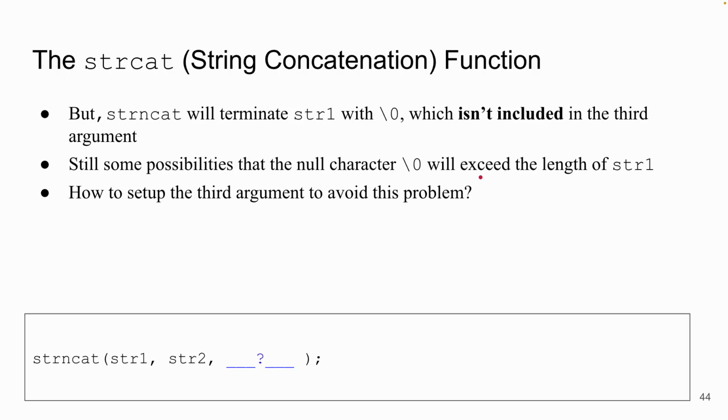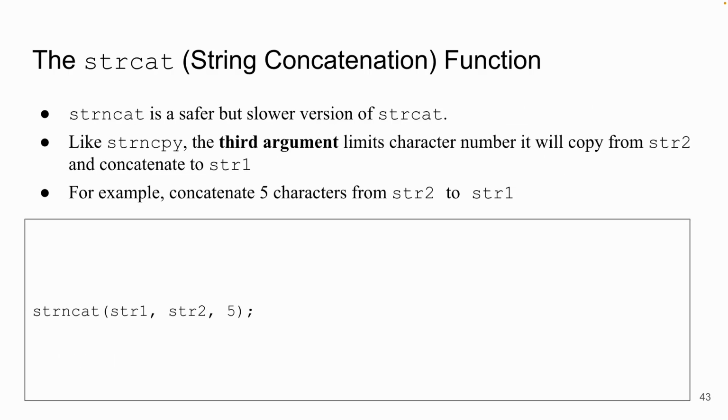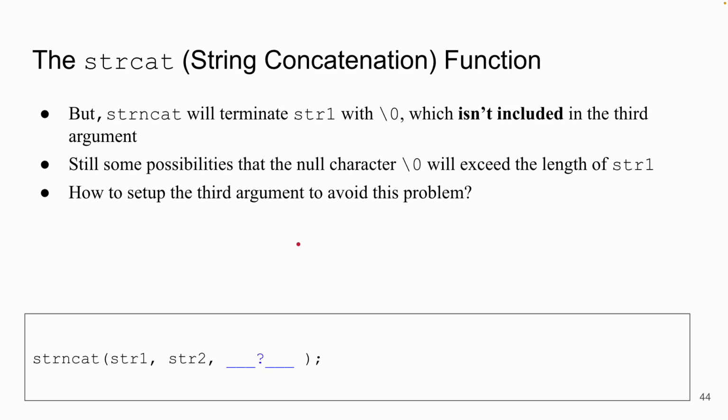So the question is, what kind of number should we put in the third argument to make sure that this strncat works successfully? We can, of course, write down the integer number directly, but for most of the time, we want our program to be more flexible, right? So we want to put something here that helps string 1 successfully end with a null character, and then use its maximum capacity to store the characters from string 2.